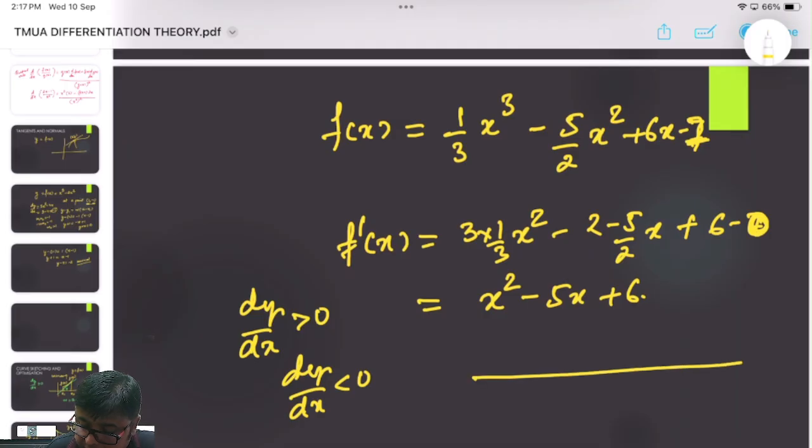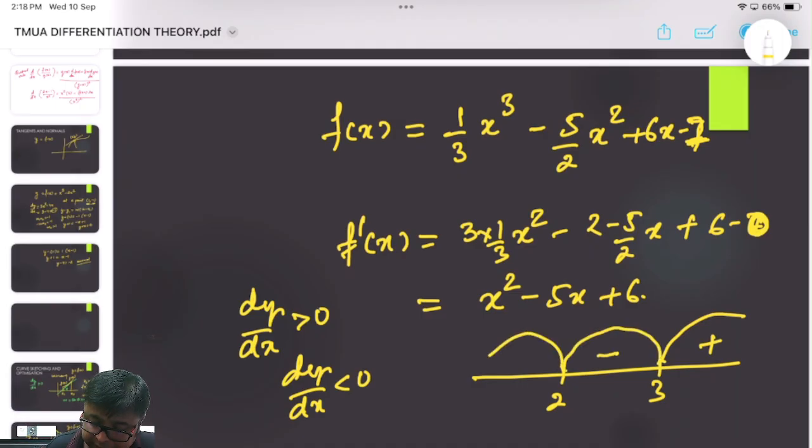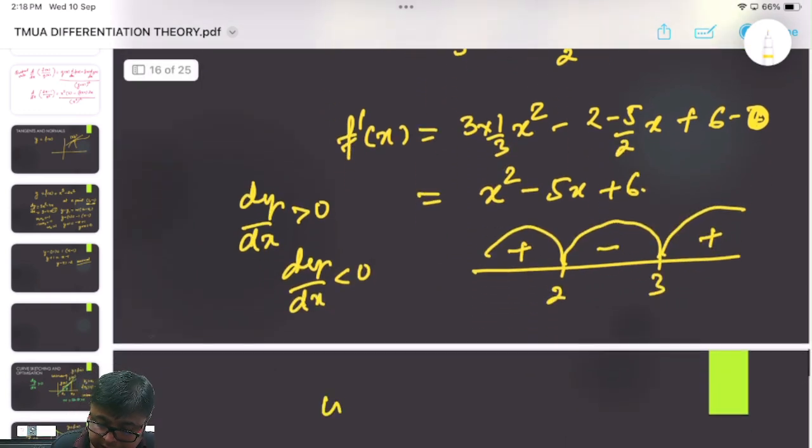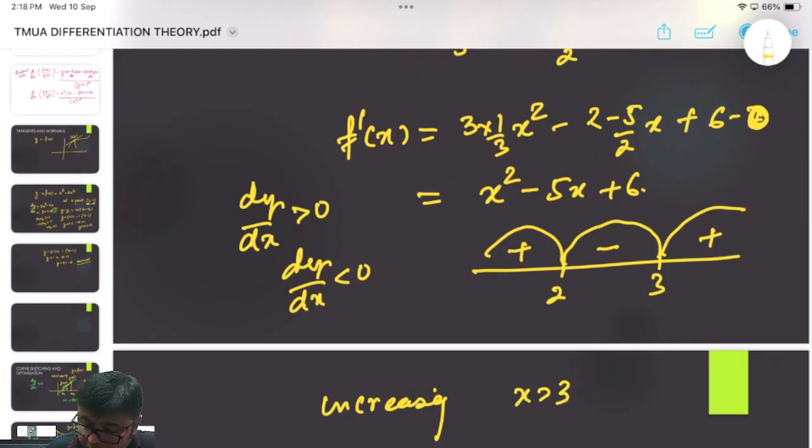So by method of intervals, I know the roots are 2 and 3. And I've told you in that video that here the expression will be positive, negative, and then positive. So wherever the expression is positive, it is increasing. So I can see that the function is increasing when x is greater than 3 or x is less than 2, and it will be decreasing when x lies between 2 and 3.